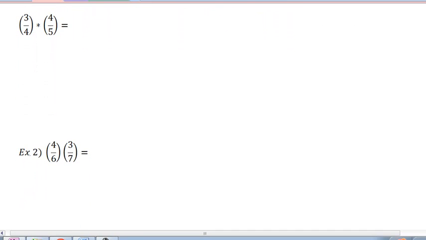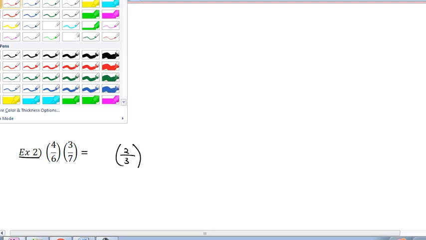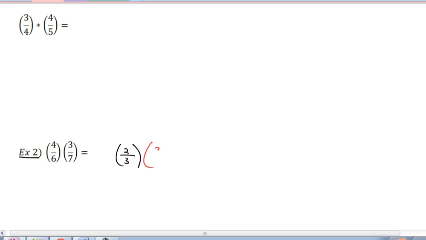Okay, so here's another example. Example 2. 4/6 times 3/7. Well, let's reduce vertically first. So 4/6 becomes 2/3, and then that's times 3/7. And then before I even go and do the multiplication, I'm going to reduce along the diagonal. So I have 1 and 1. And now I can multiply across the top and across the bottom, and we're left with a nice clean answer of 2/7.